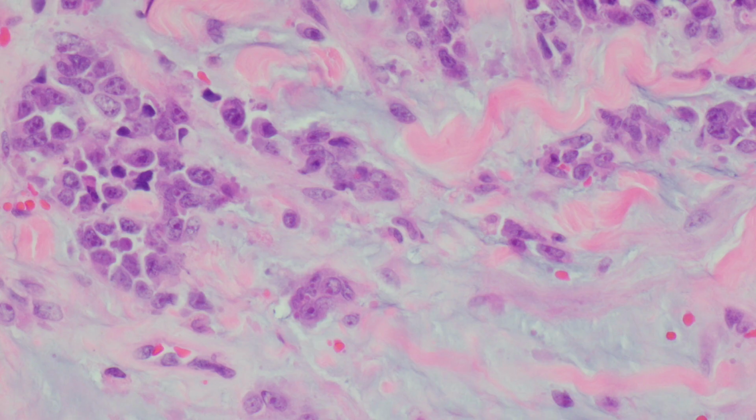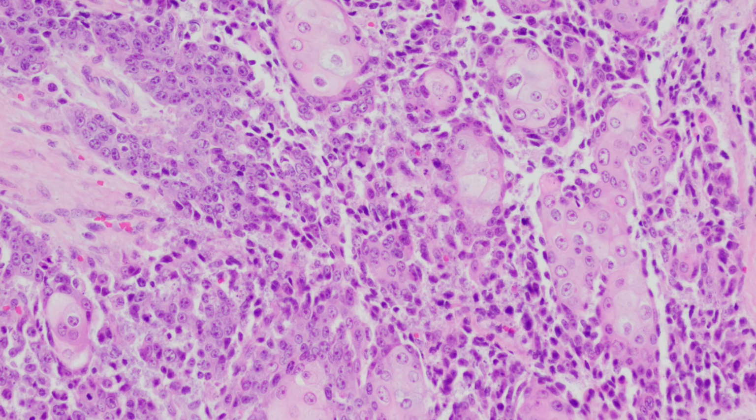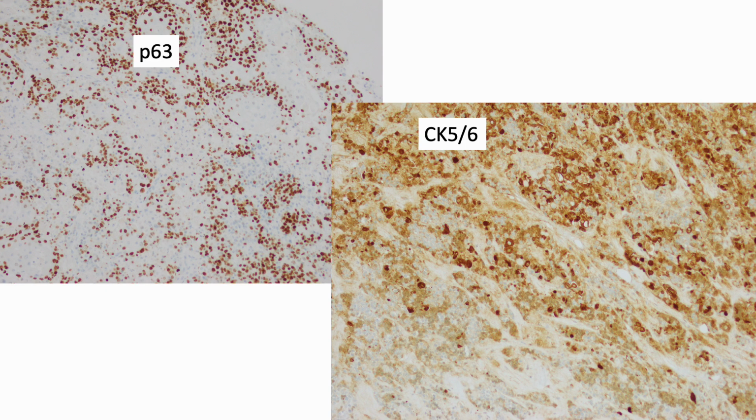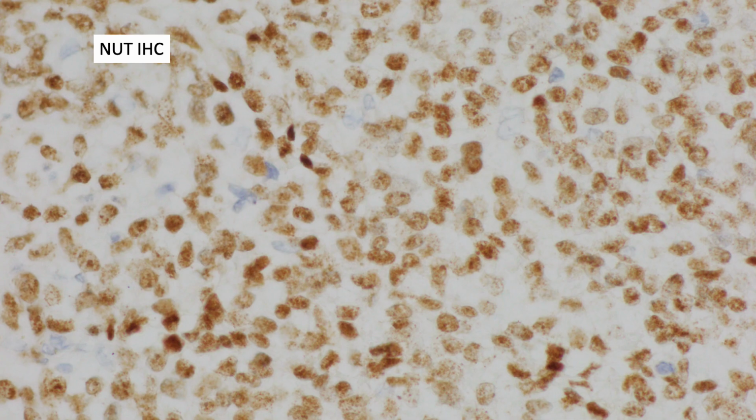Here we see the infiltrative edge, with irregular nests of tumor cells. Some areas show squamous differentiation with abrupt keratinization, a hallmark feature. Multiple neck lymph nodes contained metastatic deposits composed of undifferentiated tumor cells. The tumor stained positive for P63, P40, and CK5/6, and was diffusely positive for NUT. This is another example of NUT carcinoma, this time arising in the thyroid.